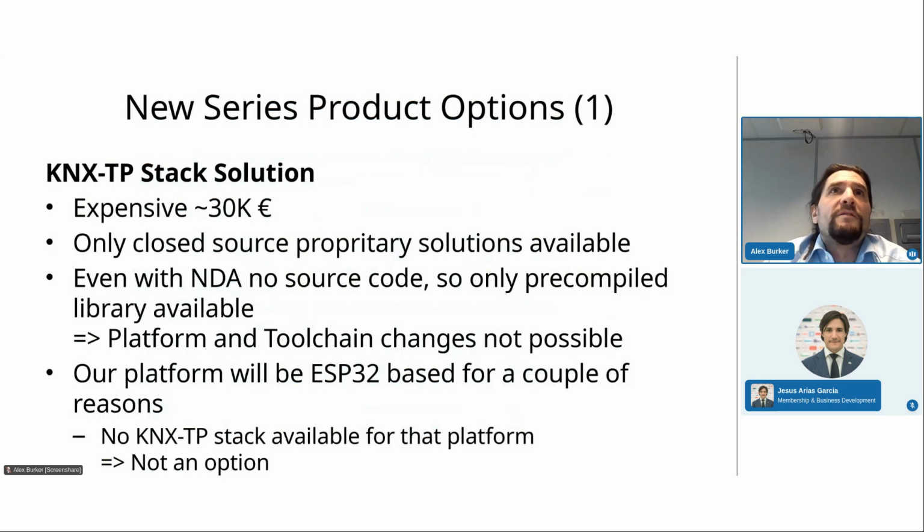So what were the options for the new product? You could go the standard twisted pair route with KNX, and we tried it at the beginning. I was talking to some companies, and at the end of the day, it turned out that the KNX TP stack would cost us around 30K, and it was closed source. And we were going to build the system on ESP32s for a couple of reasons, which I will explain a bit later. But I needed a solution that would work there.